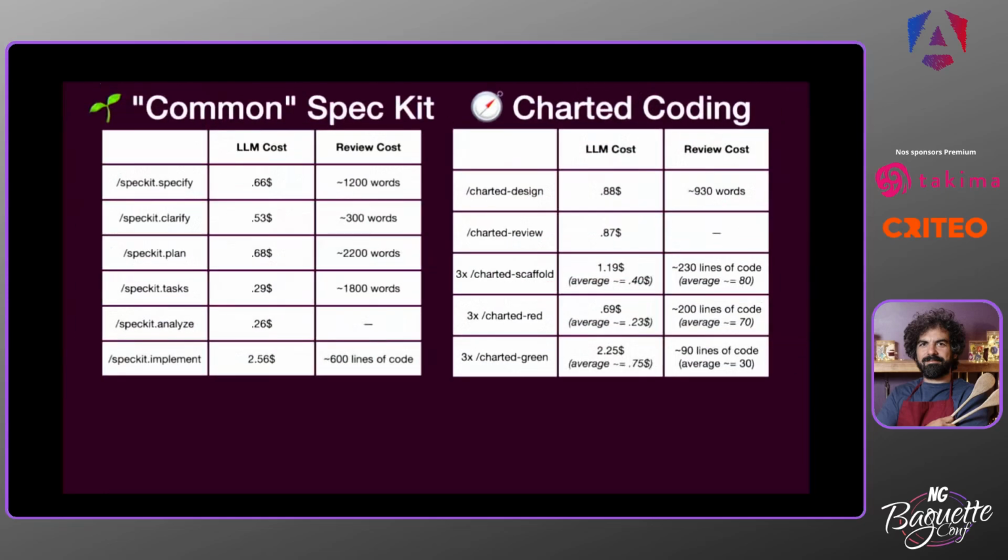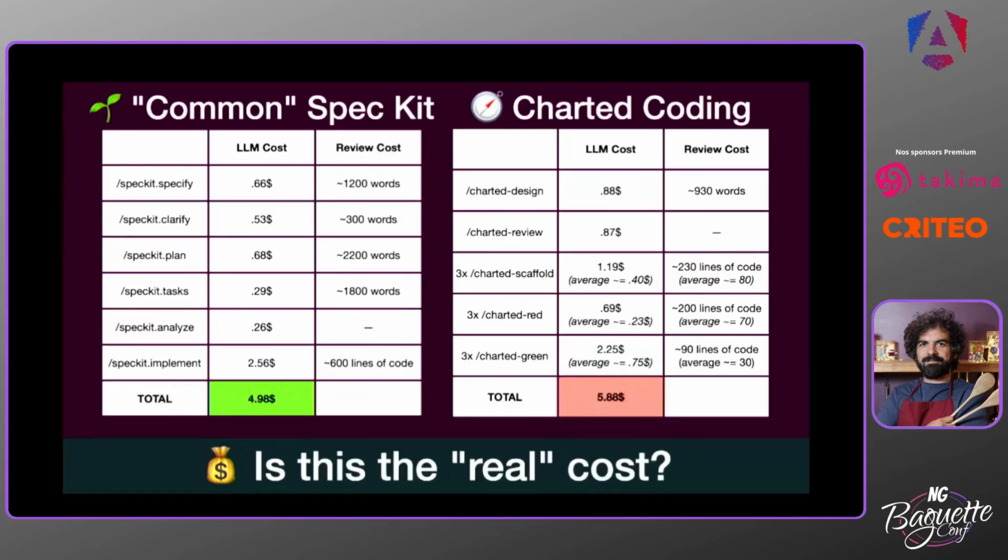So here are the numbers. Now that we're done cooking, let me just remove the apron. Okay, so I used Spec Kit on the left, I used charted coding on the right, and I measured the cost one by one. It was really hard, but I did it. And the review cost, and how much stuff was produced, and how much there is to review. The problem is, I was sad about the real cost, because it was actually more expensive with charted coding.